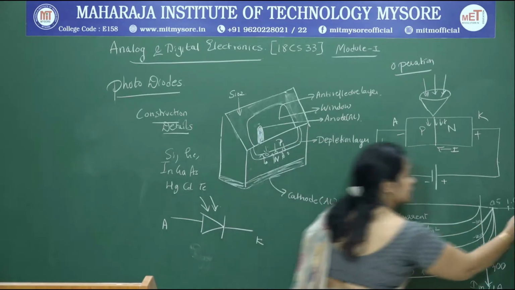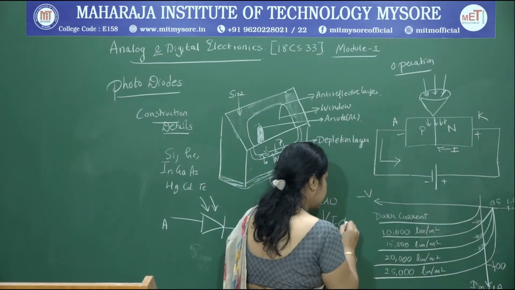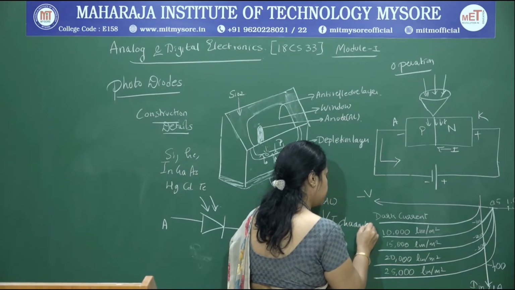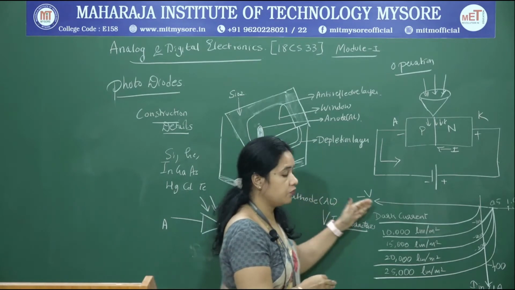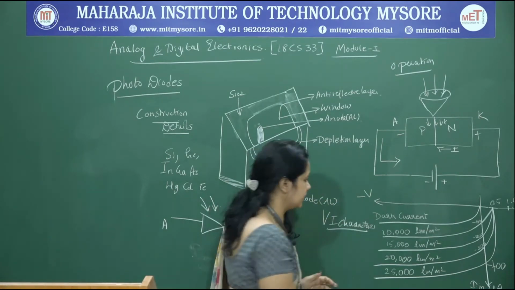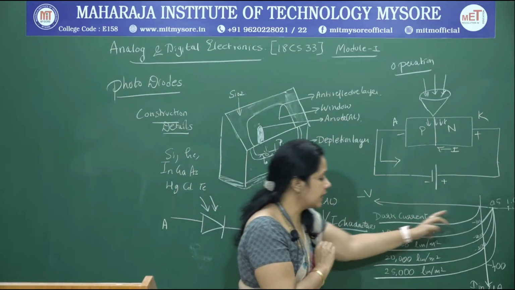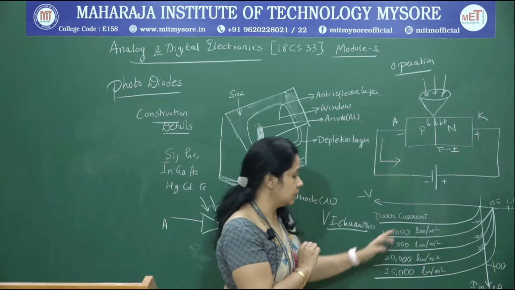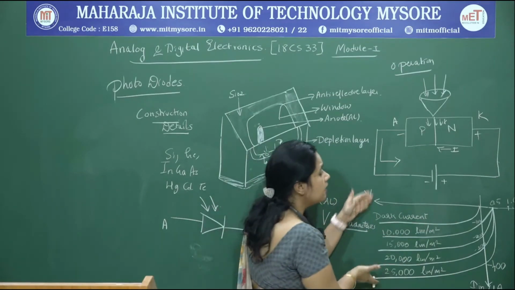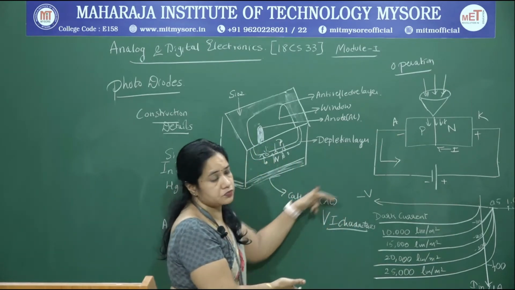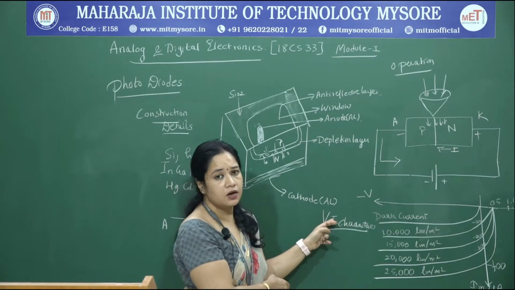So what are the VI characteristics? We have what is called the VI characteristic to depict the working of the photodiode. We plot a voltage versus current characteristic. We take voltage along the x axis and current along the y axis, and because it is in reverse bias, we are considering the negative axis of the plot.